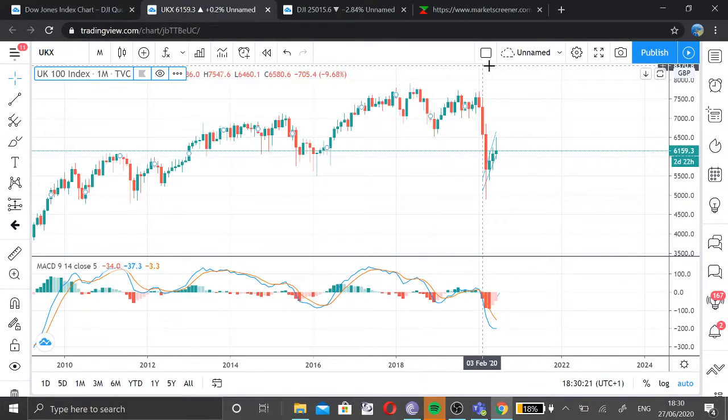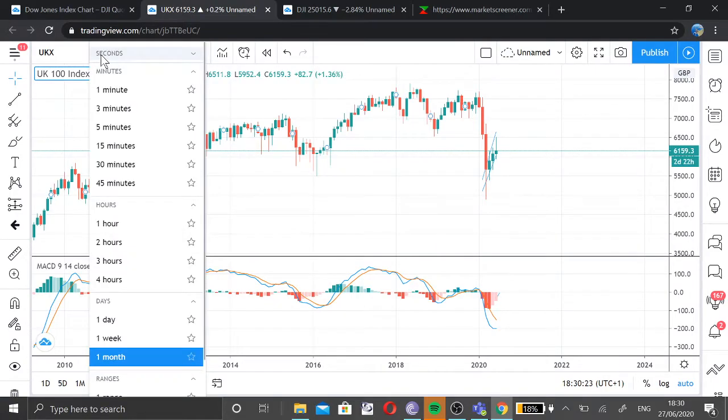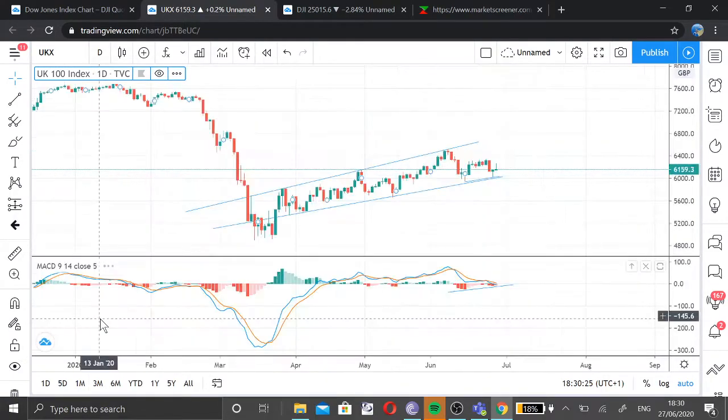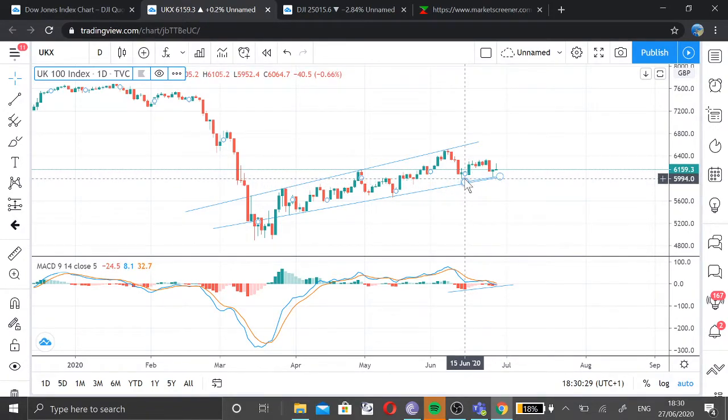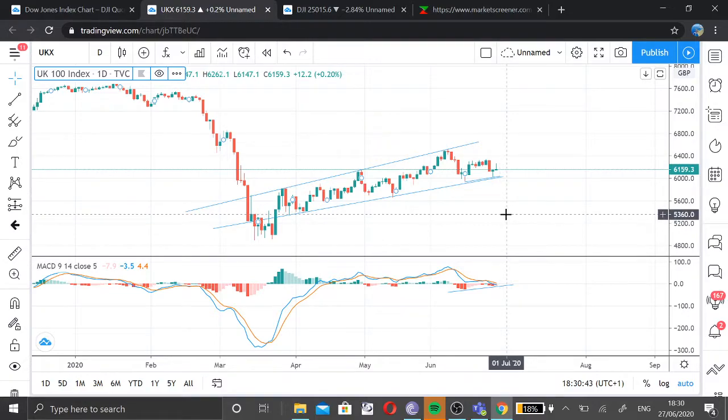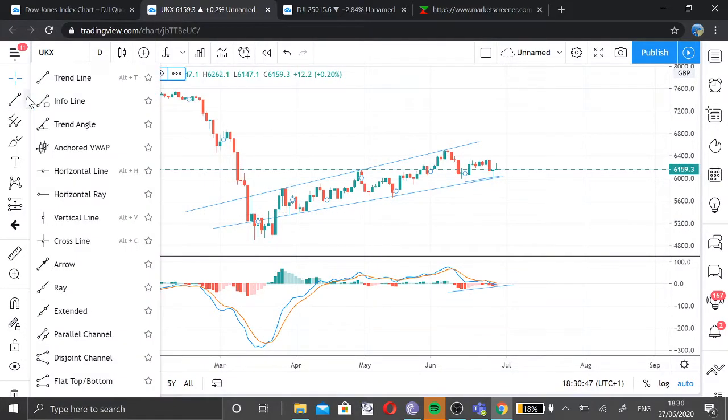The key area to look for next week would be the break below the low of this candle, which is 5952. A break below that could give a move lower down to the support areas. Let me just draw the support areas.